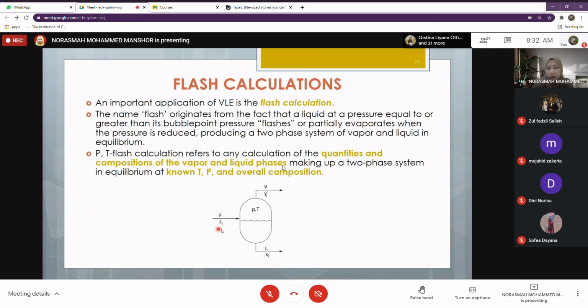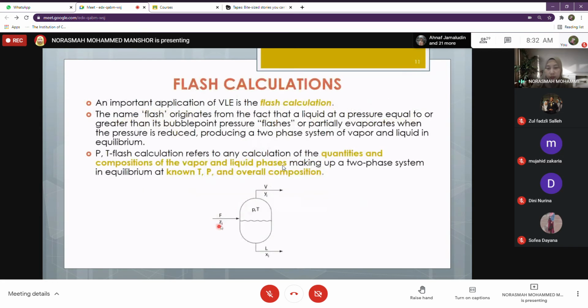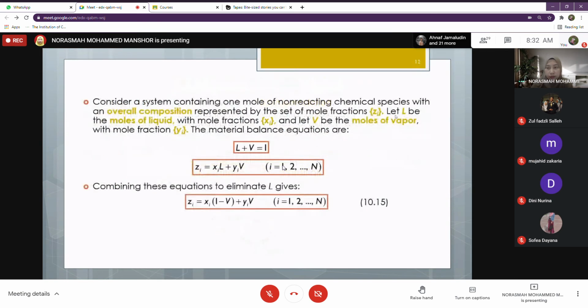The PT flash calculation refers to any calculation of the quantities and compositions of vapor and liquid phases making up a two-phase system in equilibrium at known T, P, and overall composition. This is the overall composition Zi with a fraction of F, this is the vapor fraction Yi and liquid fraction Xi, at temperature T and pressure P. When you consider a system of one mole basis of non-reacting chemical species with overall composition Zi, L is the mole of liquid with mole fraction Xi, and V is the mole of vapor with mole fraction Yi.